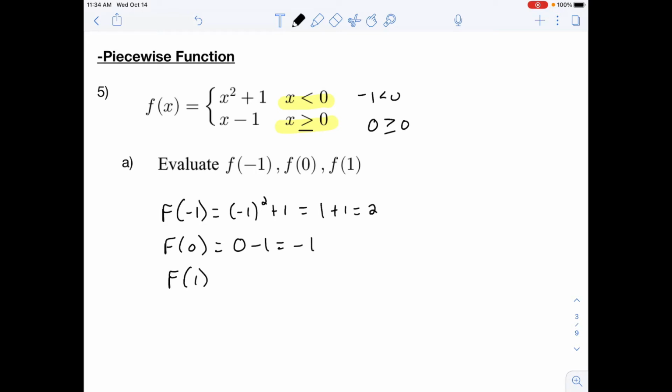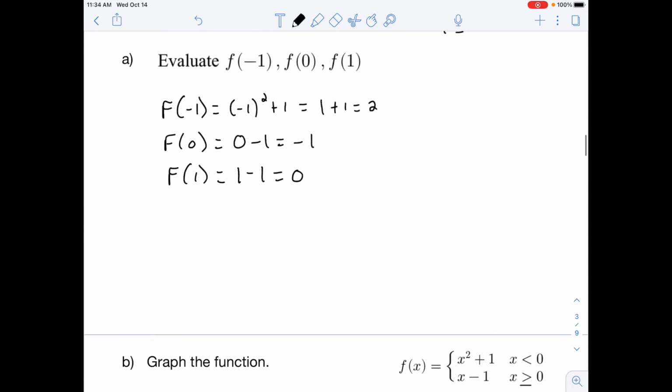And then the last, f of 1. So clearly 1 is greater than or equal to 0, so we're using this function again. So 1 minus 1 is equal to 0. So again, when you're evaluating a piecewise function, whatever value you're trying to find, make sure it's within that domain, and that is the function that is going to be assigned to it.